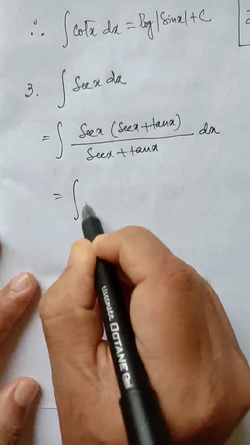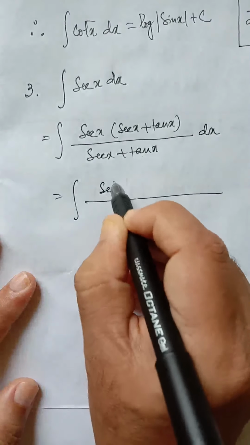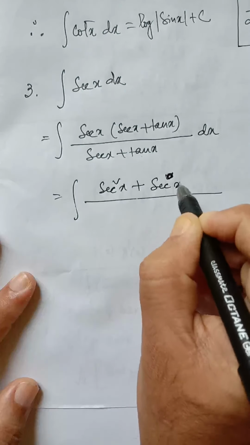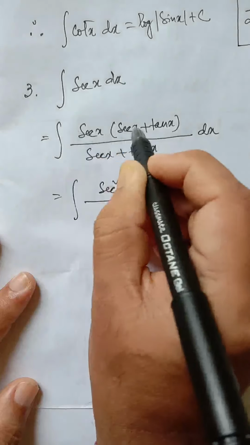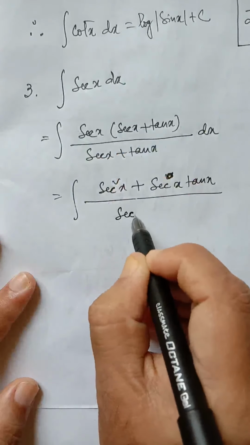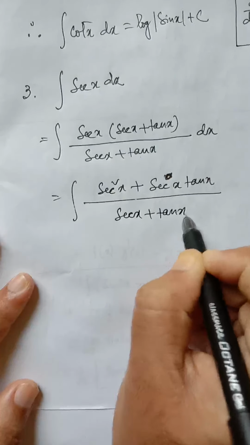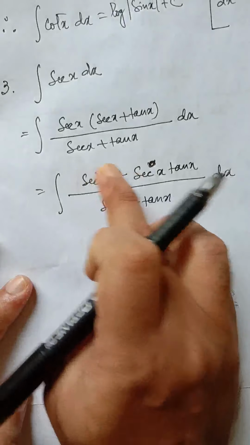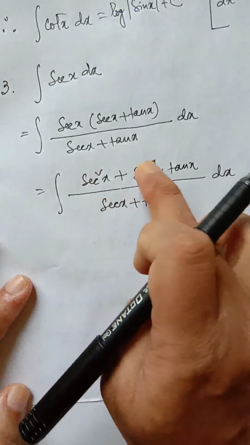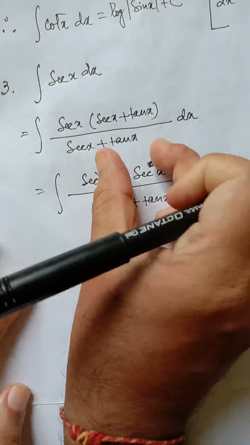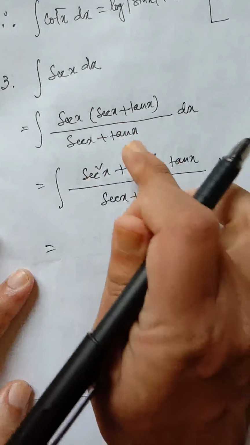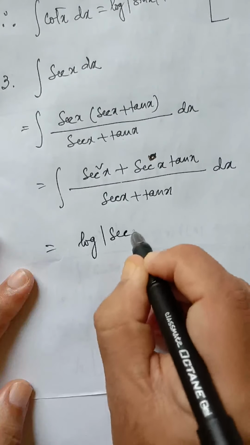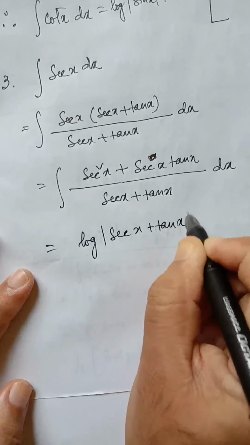Now, if we multiply numerator and denominator by sec x plus tan x, our numerator will become sec square x plus sec x tan x, divided by sec x plus tan x. Now, you can see the derivative of tan x is sec square x, and the derivative of sec x is sec x tan x. This is our f(x), and this is our f dash x. The given integral is of the form f dash x by f x, so the integration will be log of f x, log of sec x plus tan x plus c.